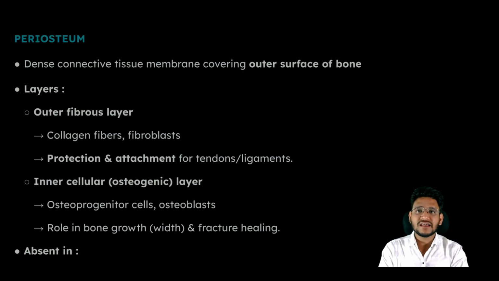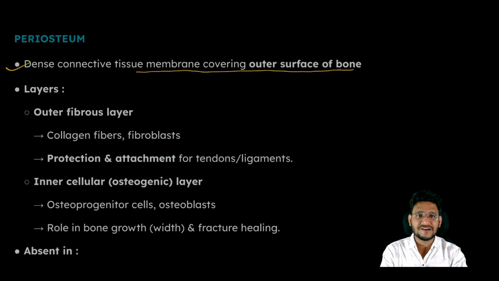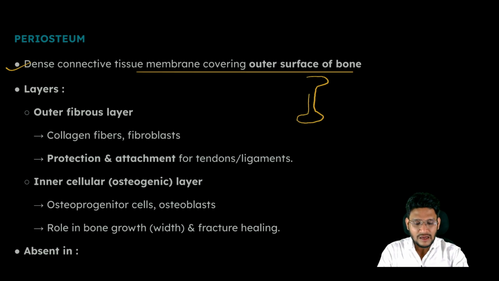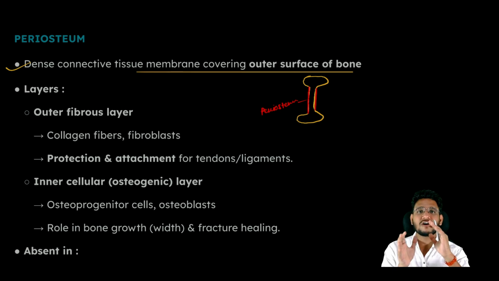First we have the periosteum, a dense connective tissue membrane covering the outer surface of the bone. Suppose this is a bone. This outer membranous covering, made up of dense connective tissue, is called the periosteum, and it lines the outer surface of the bone.